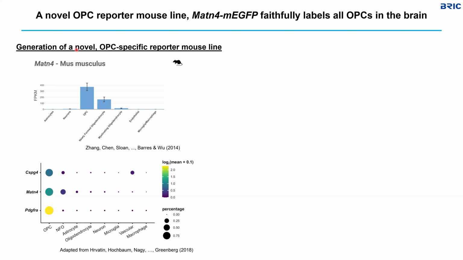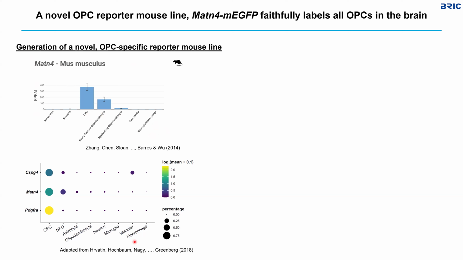So here on the top is a bulk RNA sequencing from the Barres lab, where on the x-axis, you're looking at different populations of neural cells: astrocytes, neurons, oligodendrocyte lineage, endothelia, and microglia. And you can see that this gene Matrilin-4, MATN4, is highly enriched in OPCs and newly formed oligodendrocytes, and pretty much absent in other neural cell types in the brain.